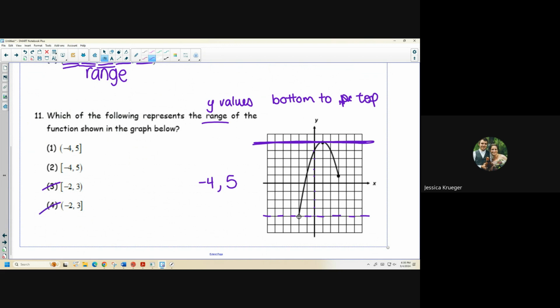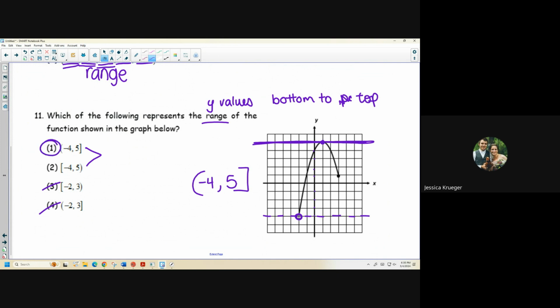This asks for range. The question is, which of these 2 is it? Well, it has to do with this open circle right here. Since that's an open circle, my function never actually hits -4. It gets really close, but it doesn't get there. Up here at 5, it's a solid circle. So 5 is included. So the answer for my range would be choice number 1.